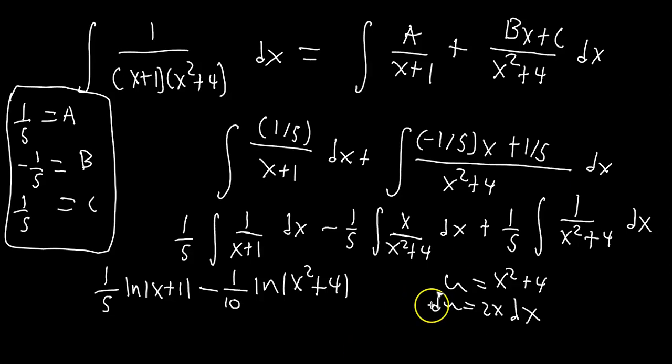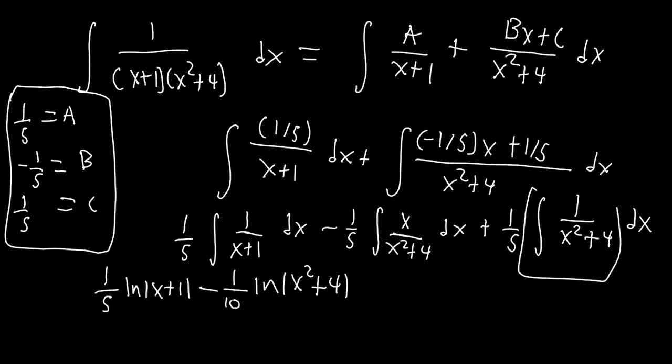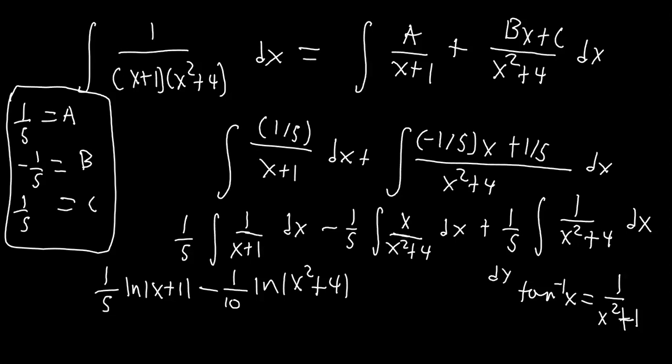Now, at first you might think this integral right here is kind of hard, but it really isn't, because remember your trig functions: the derivative of tangent inverse of x is going to be equal to 1 over x squared plus 1. Okay? The derivative of this. And as you can see here, we sort of have the same format, except we have plus 4.